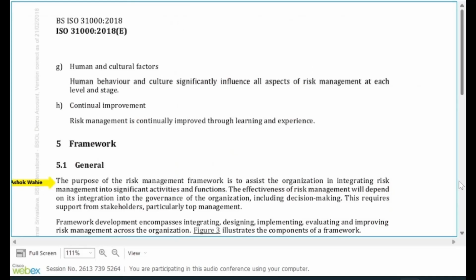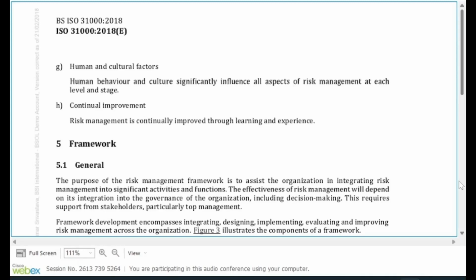Now, when we are going to implement this framework in the organization, we also need to evaluate. It is not that suddenly we have thought of a risk management framework. There may be already existing policies, procedures, and processes in your organization. So you will not reinvent the wheel.